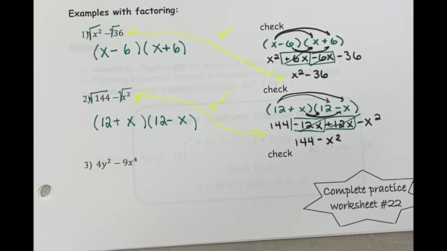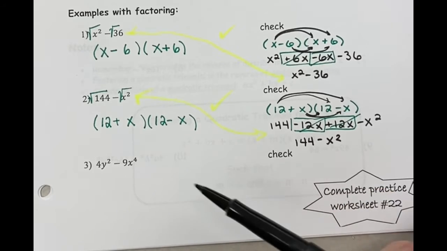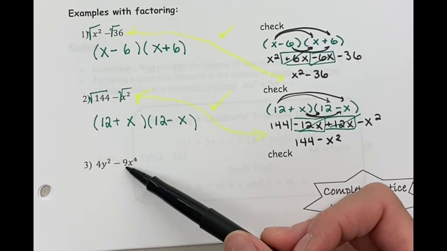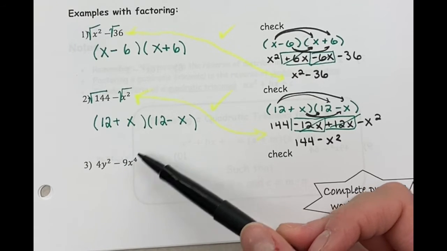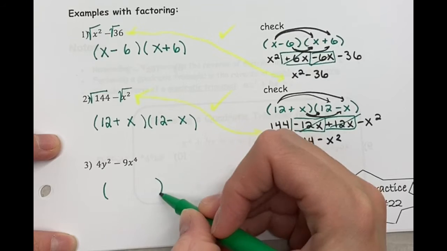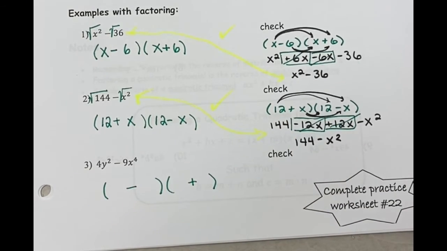So now let's look at number 3. Is this dots? Do I have a difference? Subtraction. Yep. 2 terms, and are they both perfect squares? 4 is a perfect square. Y squared is a perfect square. 9 is a perfect square. And x to the 4th is a perfect square. So I'm going to set up my 2 sets of parentheses. One's a minus and one's a plus. It does not matter which is which.